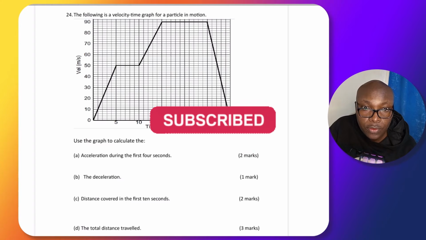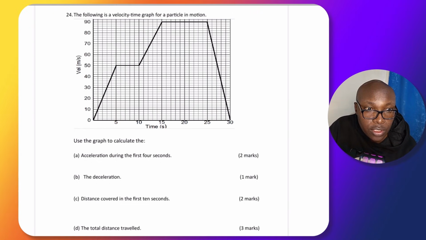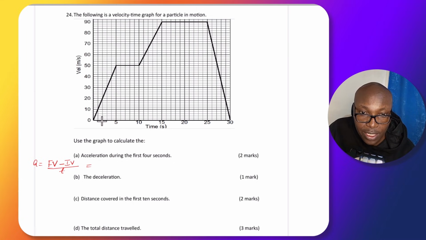Go to question 24. Question 24 is on velocity time graph. The following is a velocity time graph for a particle in motion. So you can see it there. Use the graph to calculate the acceleration during the first 4 seconds. So how do you get acceleration? Acceleration is obtained by getting the final velocity minus the initial velocity divided by the time taken.